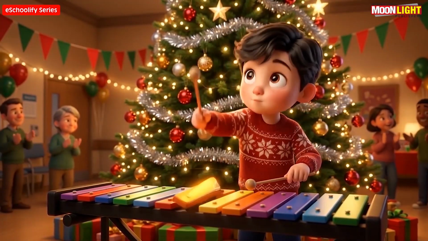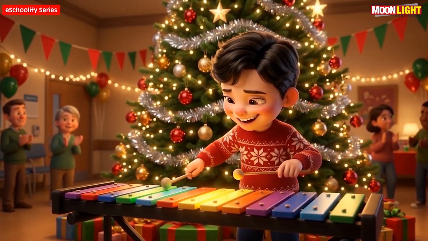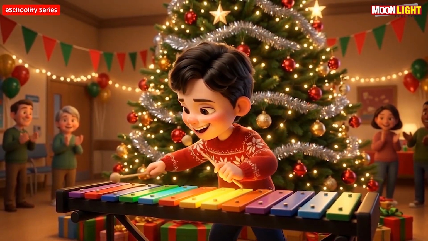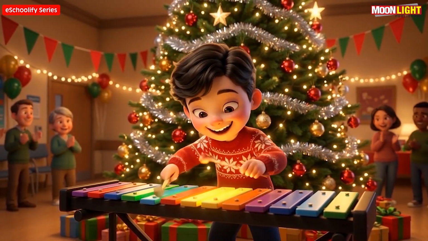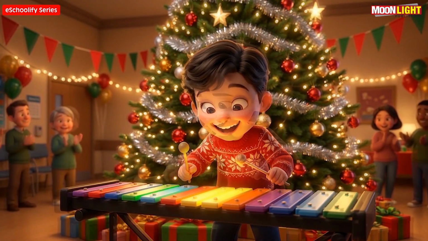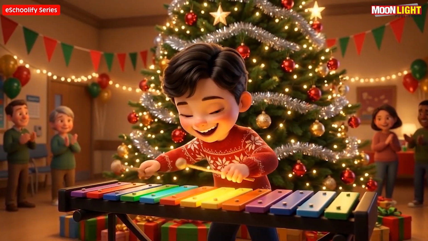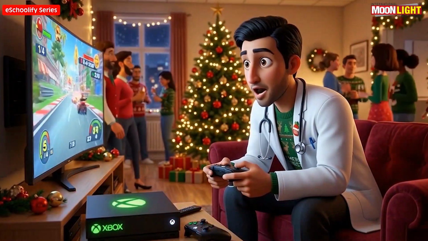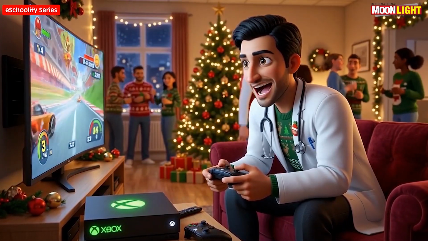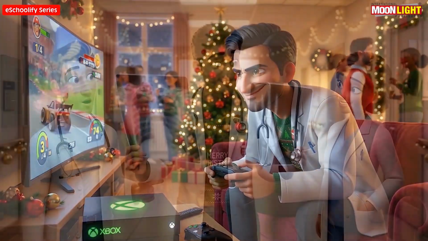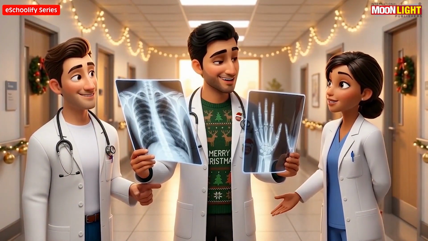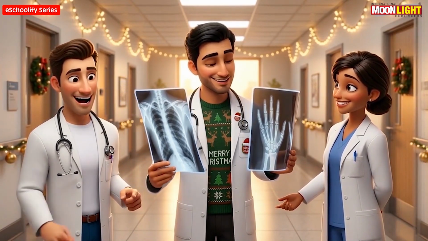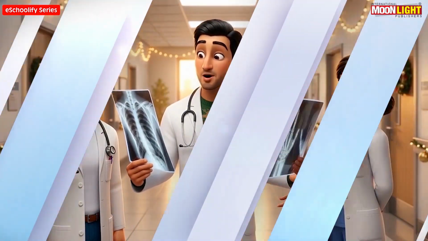At the Christmas party of the hospital, a boy played a tune on the xylophone. He played under the Christmas tree. Dr. Ali used the Xbox to play the game. He asked his friend to share his X-rays with others.